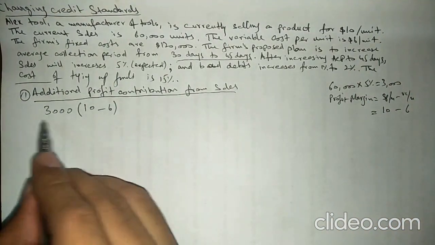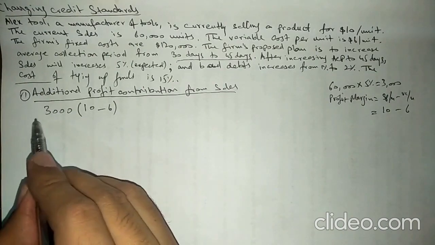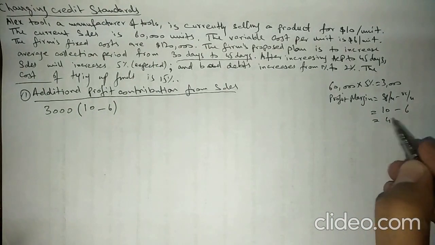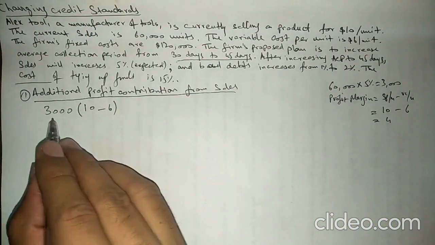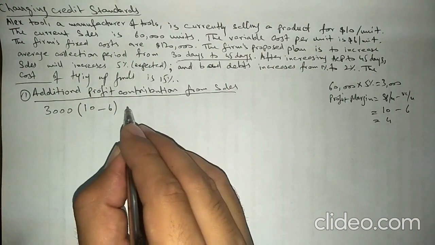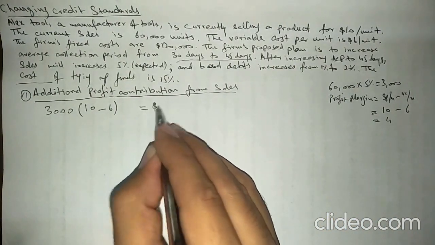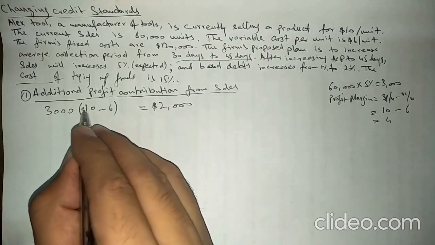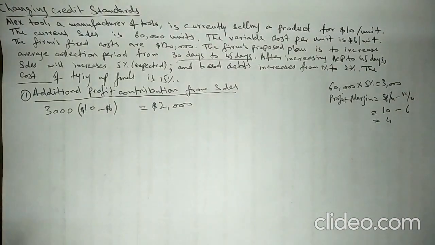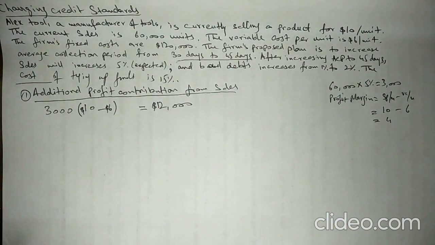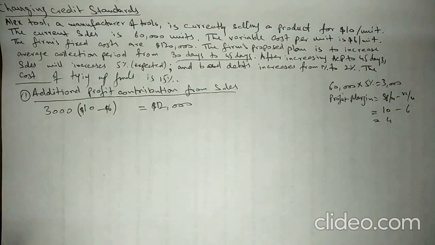So we will produce 3,000 extra units, and on every unit we will get a profit margin of 4. So 3,000 multiplied by 4 is equal to $12,000. It means that our additional profit contribution from sales will be $12,000 if we increase the average collection period from 30 days to 45 days.